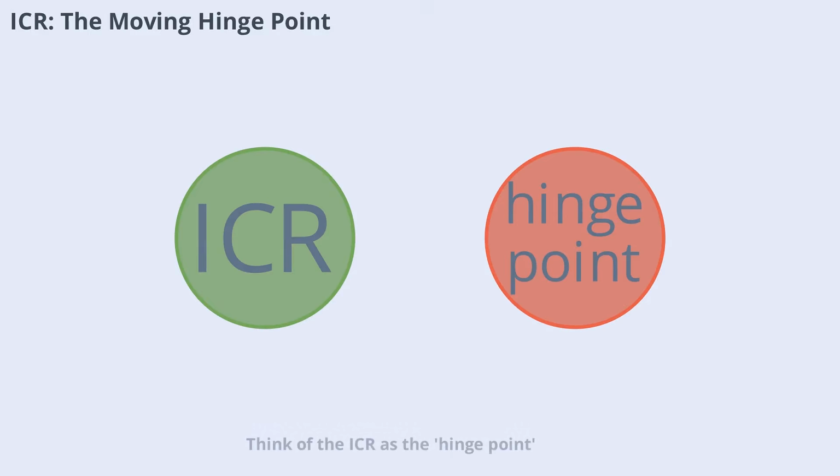Think of the ICR as the hinge point your leg is rotating about at any given moment. Unlike a door hinge, this point isn't fixed. Instead, it travels along a path as your knee bends and straightens. This movement is crucial for understanding joint mechanics, especially when distinguishing between rolling and sliding motions. Recognizing the ICR's path helps engineers and clinicians analyze both normal and abnormal joint function.